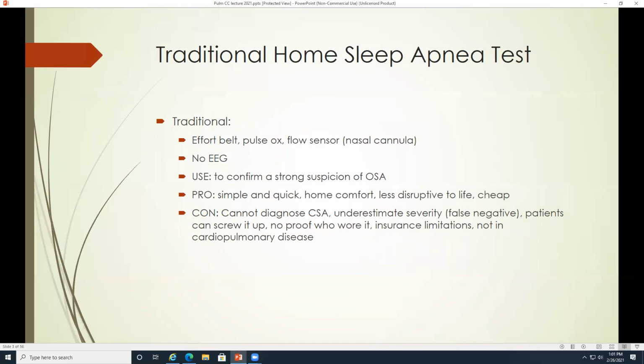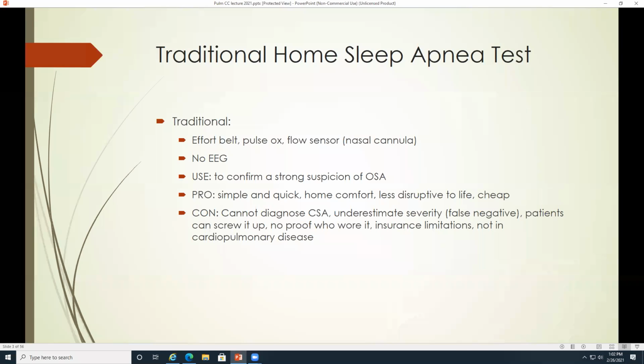So the traditional home sleep test has three components that the patient has to wear at home. The equipment is given to them and they take it home, and the patient is in charge of doing it. There's an effort belt, which goes around the chest. As the patient breathes and the chest wall moves, the belt can sense that, so we get an idea of how much muscle effort they're putting into their breathing. There's a pulse ox, and a nasal cannula that acts as a flow sensor. There's no EEG on this, so there's no objective determination of whether they're asleep or not.